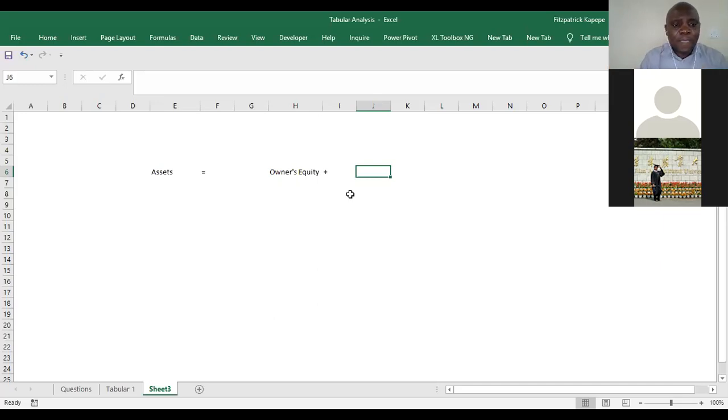Owner's equity plus liabilities minus owner's drawings, which is the money that the owner is withdrawing from the business. It's not an expense. It's part of your equity reduction. It reduces capital. Owner's drawings.